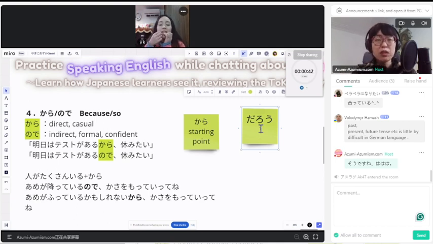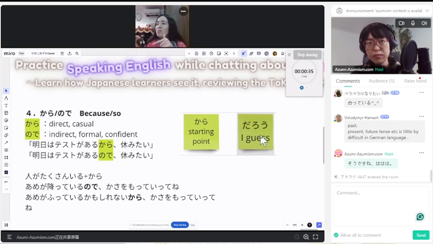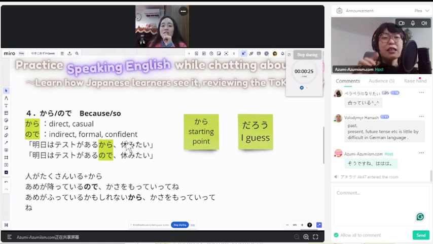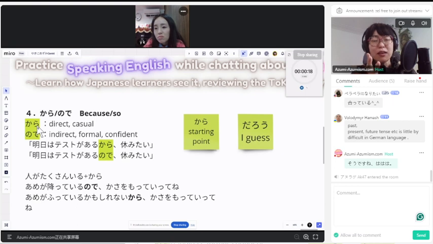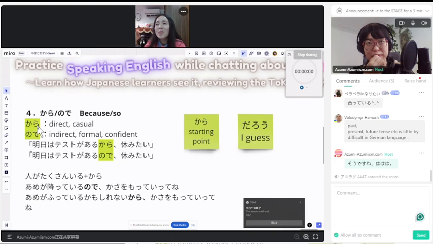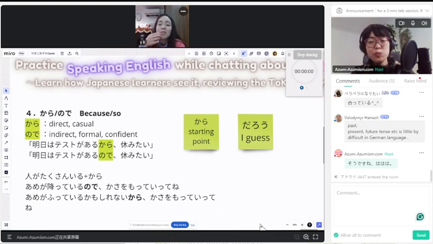Maybe kara can connect with every form, but no, there is a limitation. Quick point: kara is always a short form ending, like 食べたから, 食べるから, for example. But node is like a, how can I say, but kara must be から, テストがありますから. Maybe not every form, but yeah.